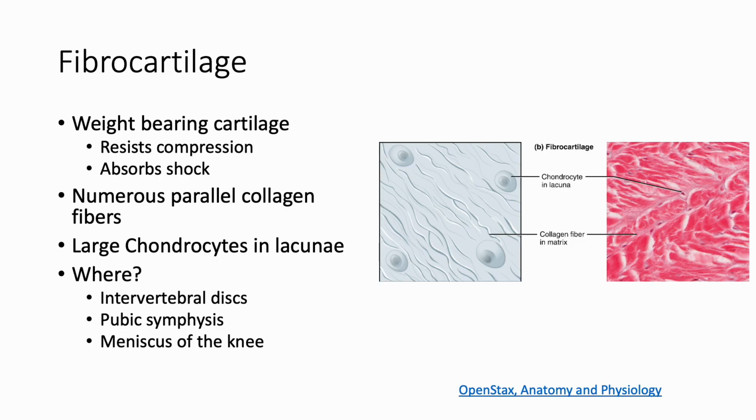Now, where do we find these? So in your vertebra, in your spinal column, in between the vertebrae, are intervertebral discs. These discs are made of fibrocartilage. We also find this in the meniscus of the knee and in the pubic symphysis.